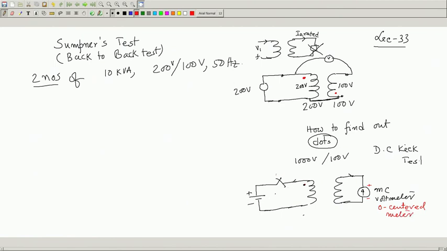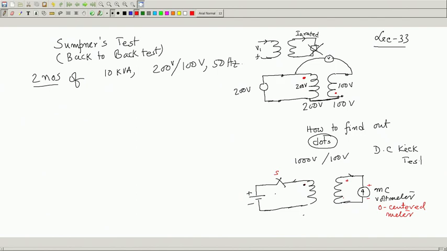So, you close this switch, there will be a deflection in the moving coil voltmeter for a short duration, and steady state will soon be reached. If it gives positive deflection, you are sure this is also dot. If it gives negative, if this is dot, this is dot. Anyway, this is called the DC kick test.